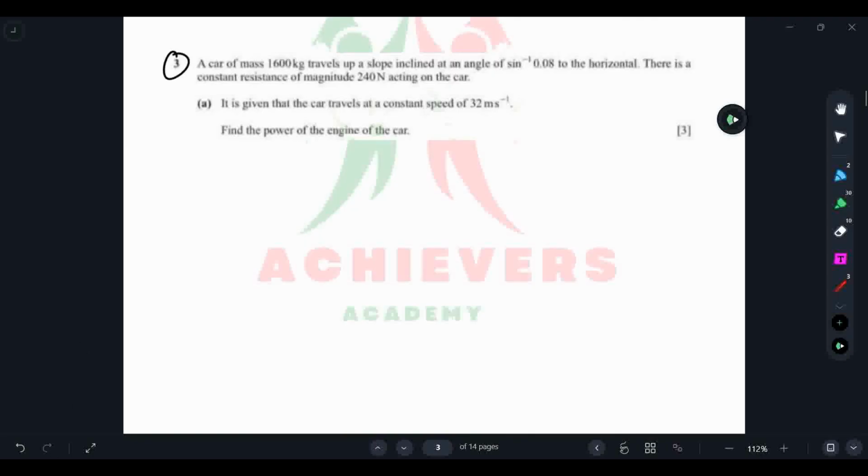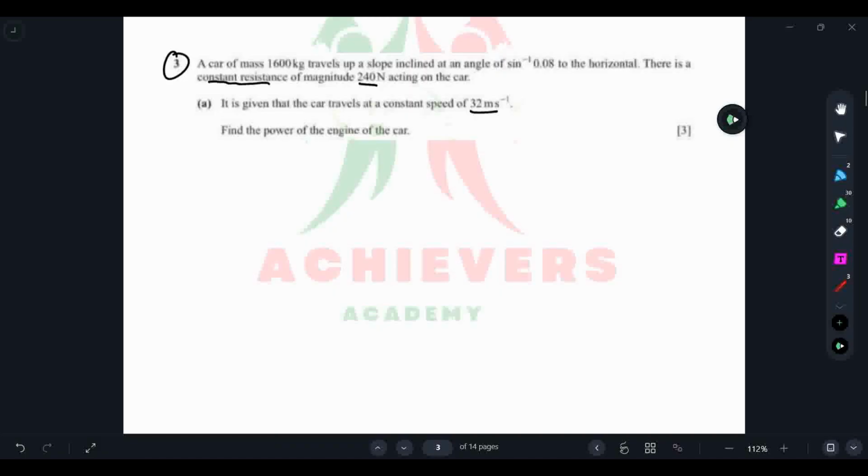A car of mass 1600 kg travels up a slope inclined at an angle of this. There is a constant resistance acting upon the car. It is given that the car travels at a constant speed of 32 meters per second, and the resistance is constant, 240 newtons. So what we need to find is the power of the engine of the car.